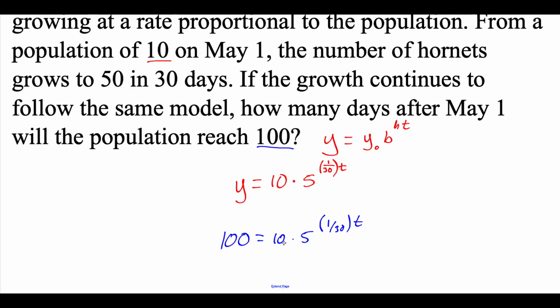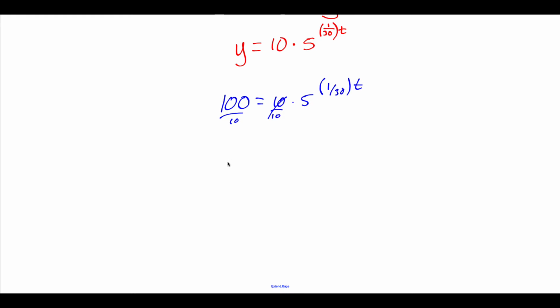So the first thing I'm going to do, we've got that 10 times this 5 raised to the power happening. So I want to get rid of that 10 by dividing both sides by 10. So then we're going to have 10 equals 5 raised to the power 1 over 30 times t. Now we've got a little bit of an issue because that t is up as a power on that 5. So what we're actually going to do is take the natural log of both sides. So then this will say the natural log of 10 equals the natural log of 5 raised to the power 1 over 30 times t.